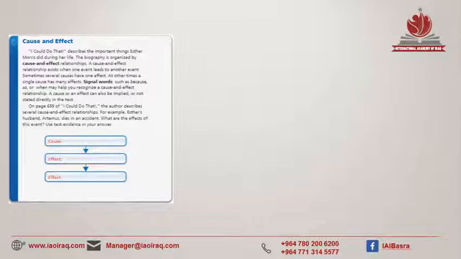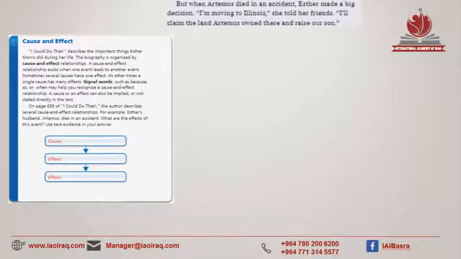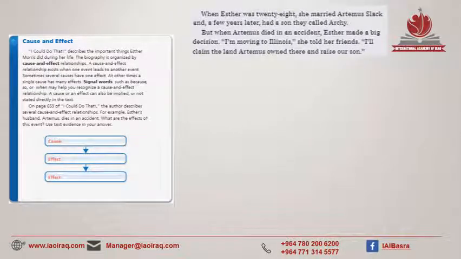But anyway, on page 659 of I Could Do That, the author describes several cause and effect relationships. For example, Esther's husband, Artemis, dies in an accident. What are the effects of this event? Use text evidence in your answer. So let's just look at the little paragraph they're talking about. It's on page 659, right at the top.